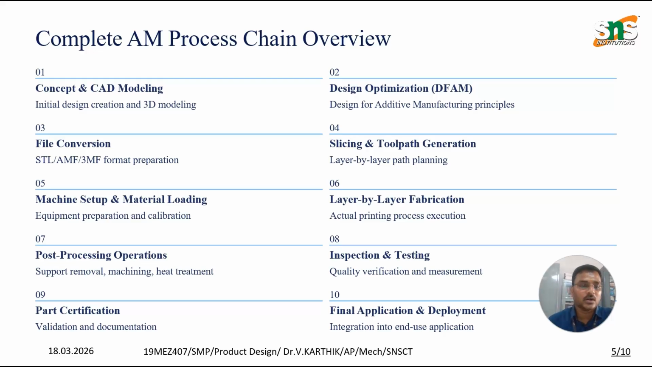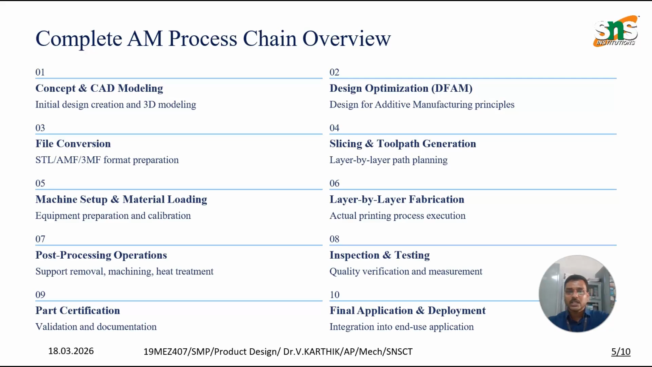And post processing operations, here the support removal and then machining and heat treatment. Whatever the product or the component we are making through this system, additive manufacturing or the smart manufacturing system, it will help in the material removal and machining of the product, and then heat treatment, so that the material has been made into a product. And then part certification: whatever the product and the design, nowadays it is to be validated and documented for the data acquisition system for further and future work.